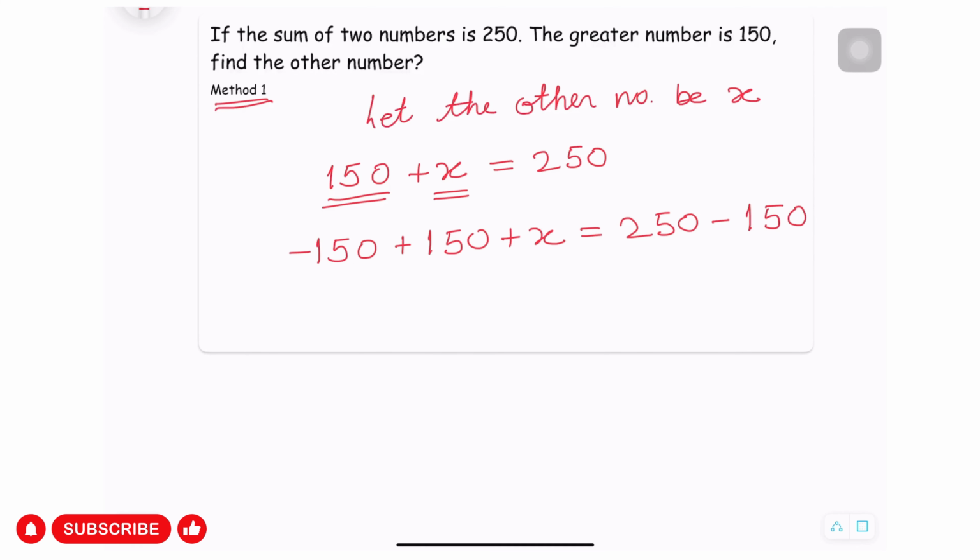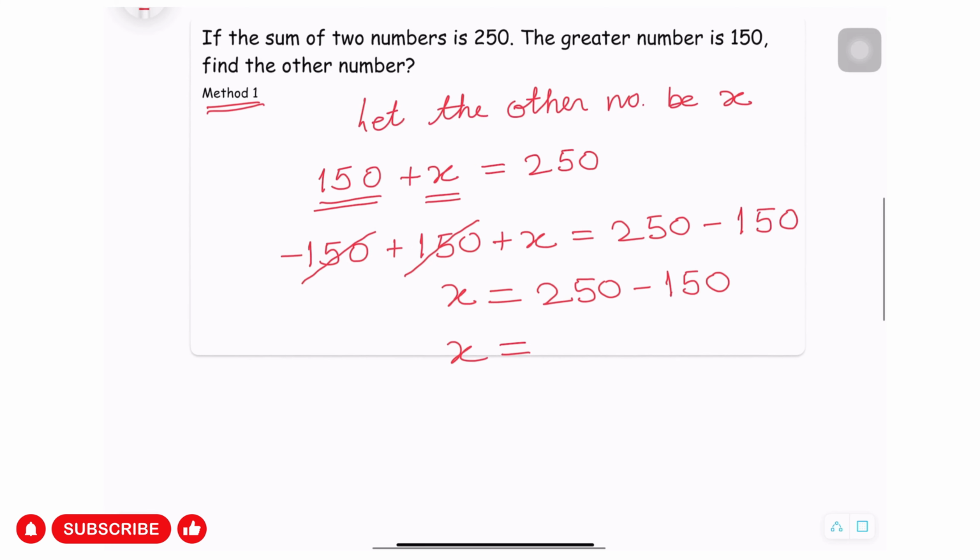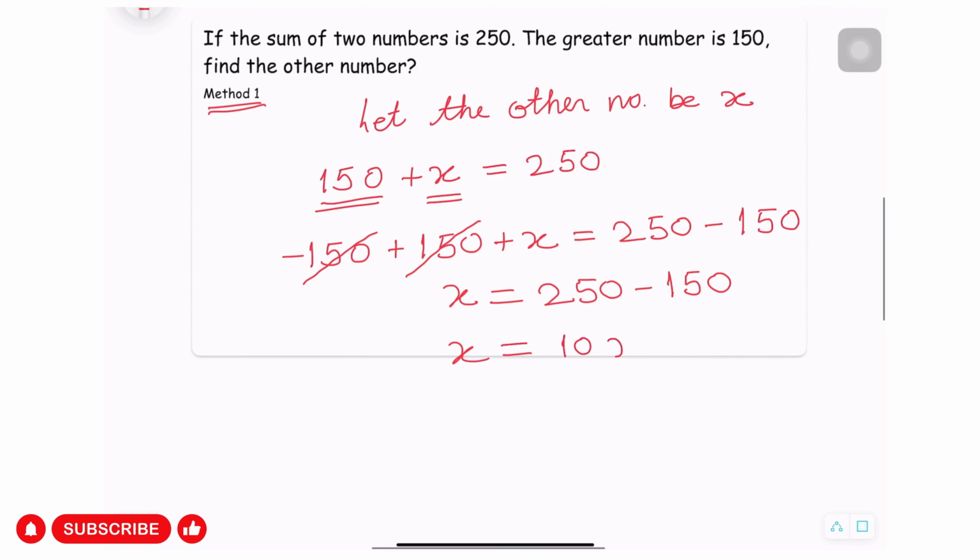Now look very carefully. This 150 and this 150 will cancel. x is equal to 250 minus 150. Now we will just subtract. 250 minus 150 is what? 100. So the value of x is 100. This is the first technique.